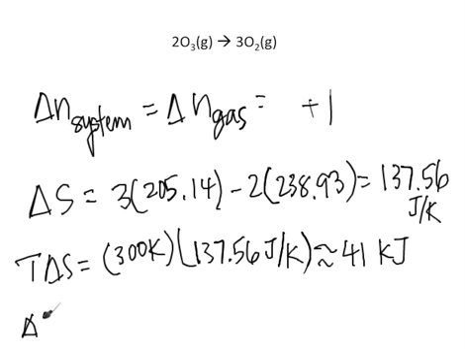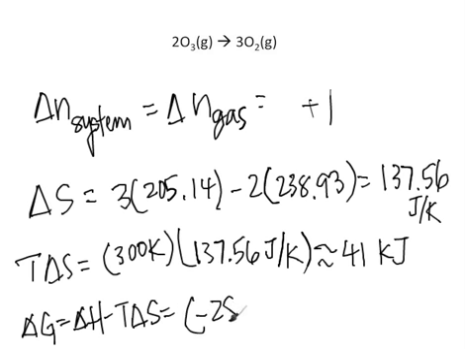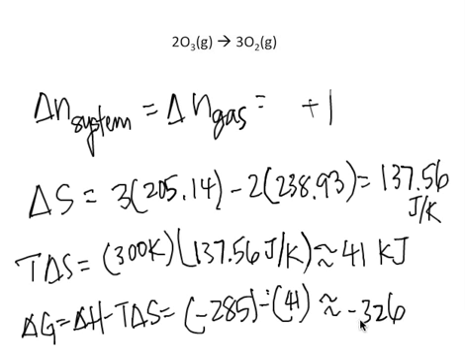And so delta G is delta H minus T delta S, which is equal to about minus 326 kilojoules.